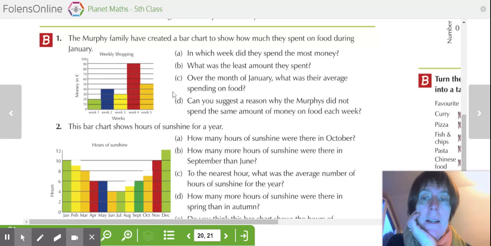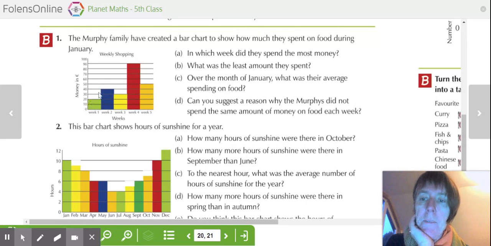Over the month of January, what was their average spending on food? How are we going to work it out? Well, we'll work it out this way. You have to add them all up and divide by the amount of weeks. So we know it's going to be less than 90 but more than 20. If it's under 20, we've done something wrong, and if it's over 90, we've done something wrong. It'll be in the middle somewhere.